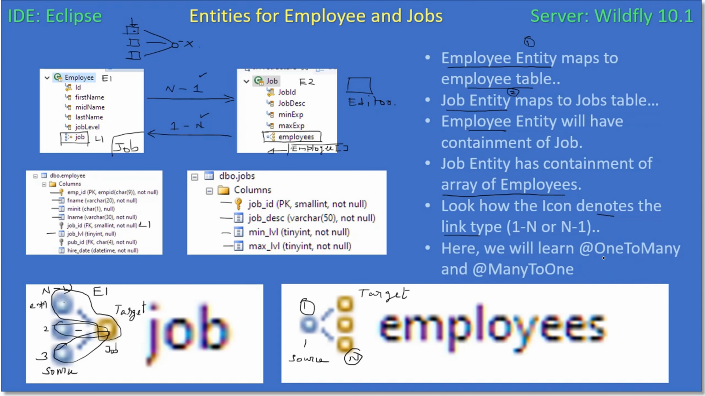Here we will learn the one to many annotation. That means the job entity we will mark with the one to many annotation. Then the employee entity we will mark with the many to one annotation. Many to one, one to many, right? All right.